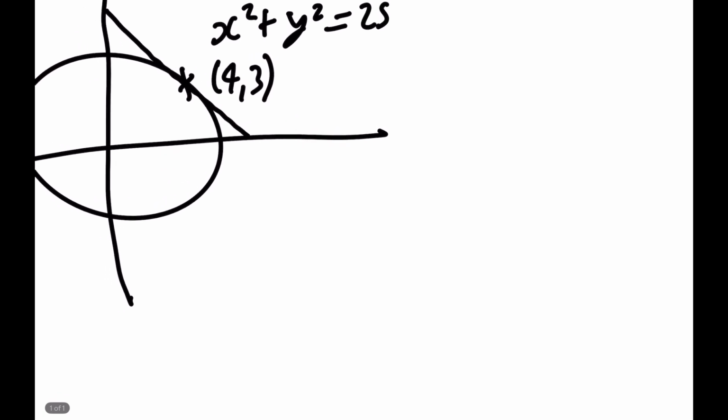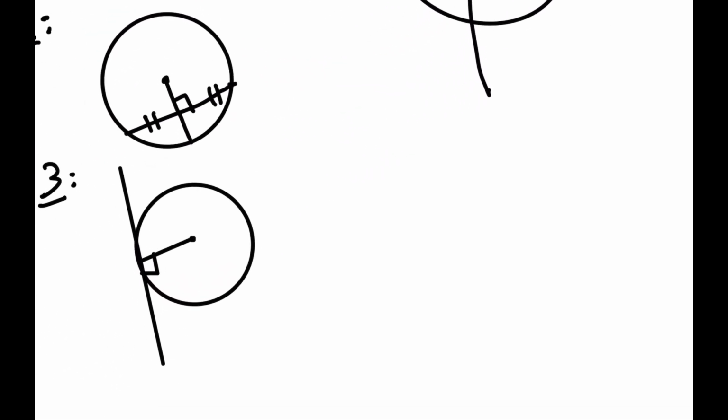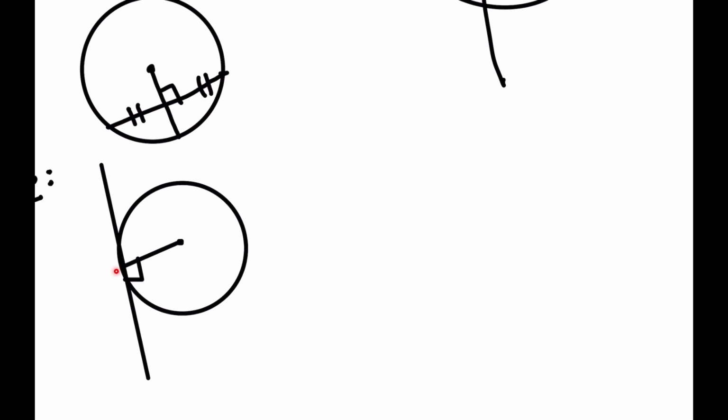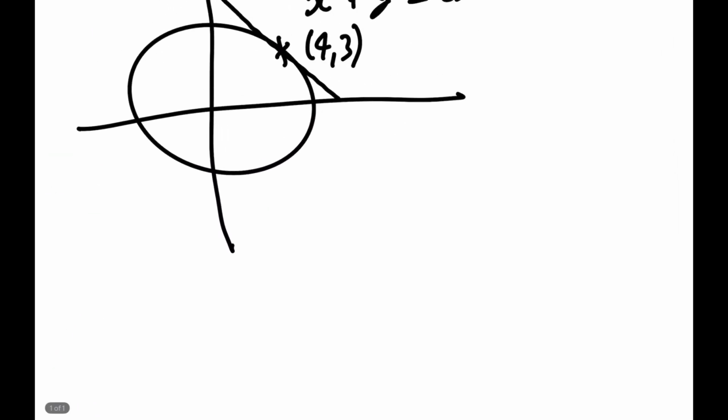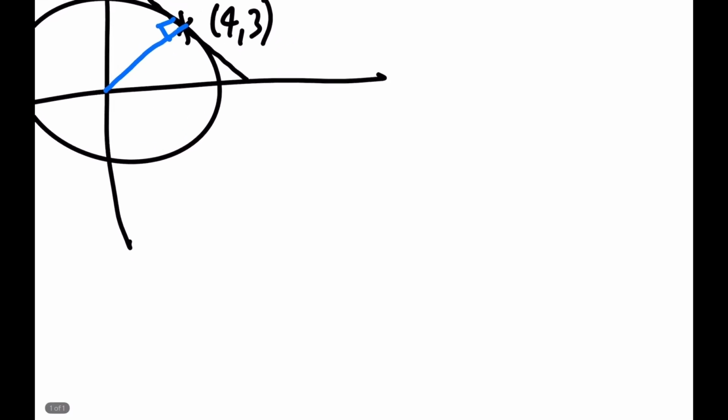We know from the circle rules that a tangent must be perpendicular to the radius. So let's find the radius first. We can tell that the radius, if we draw a line of the radius, we can get a radius like this, and we would know that this is perpendicular, right?